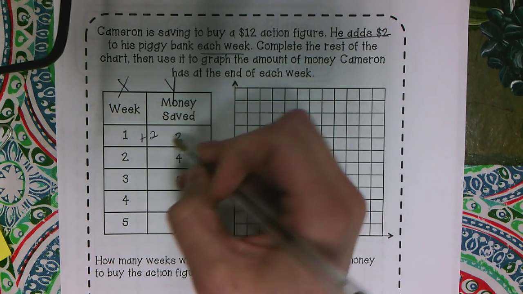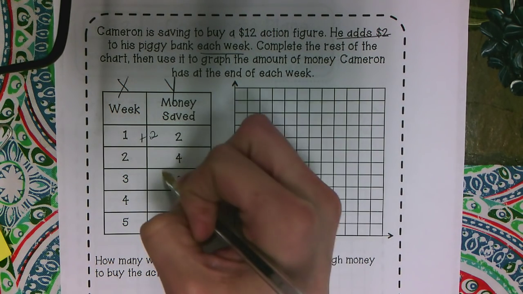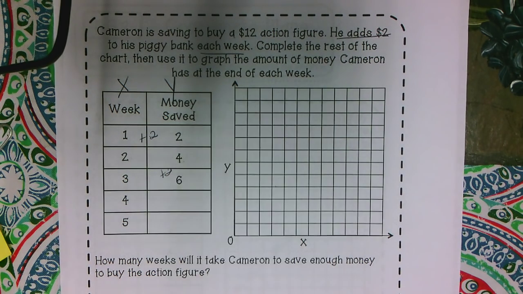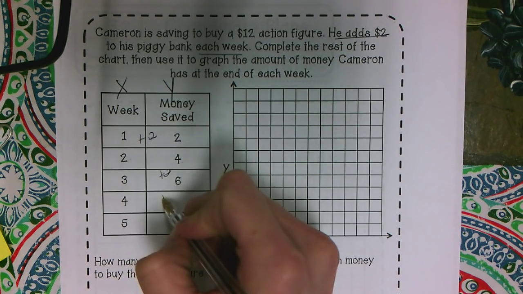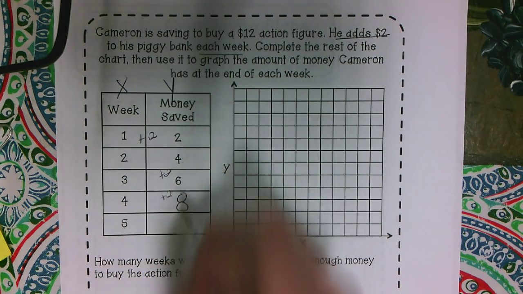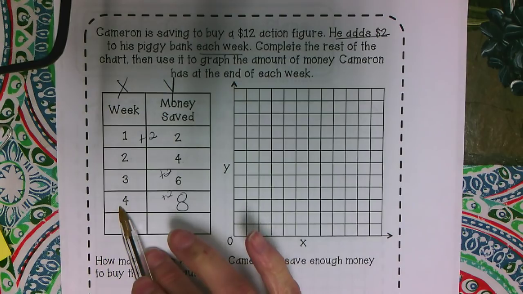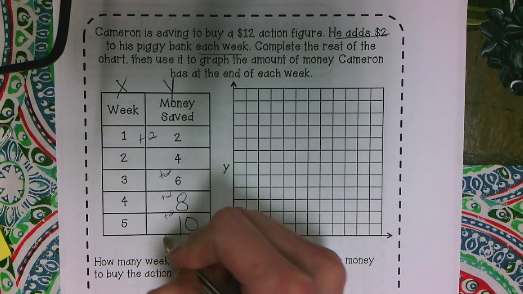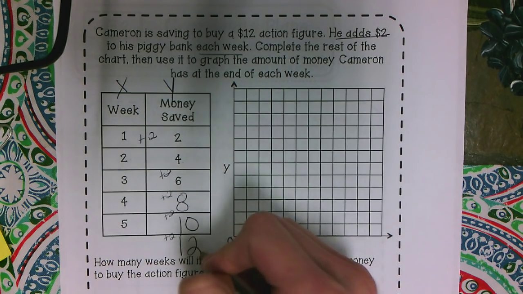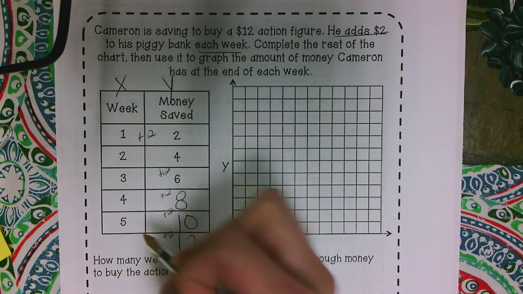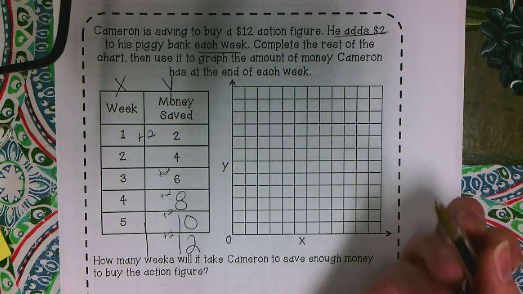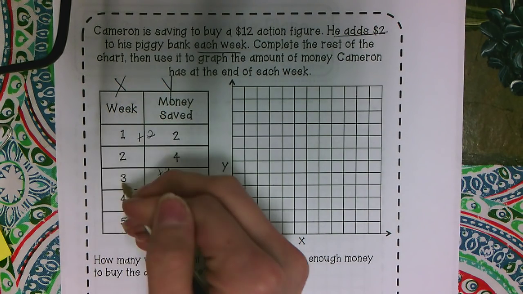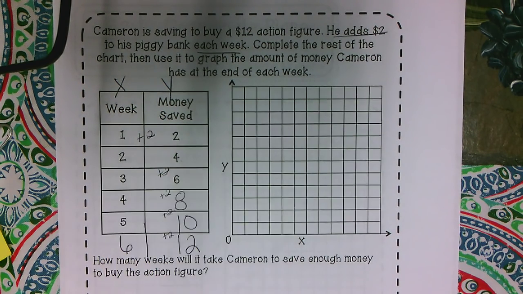So if you had $2 here and we add 2, that's 4. If we add 2 more dollars, that becomes $6. If we add $2 more, he now has earned $8 in 4 weeks. If we add $2 more, that would be 10. And if we add $2 more, that would be 12, which is how much the action figure cost. So it's okay to continue the chart. So 1, 2, 3, 4, 5, 6. So it would take him 6 weeks to do that.